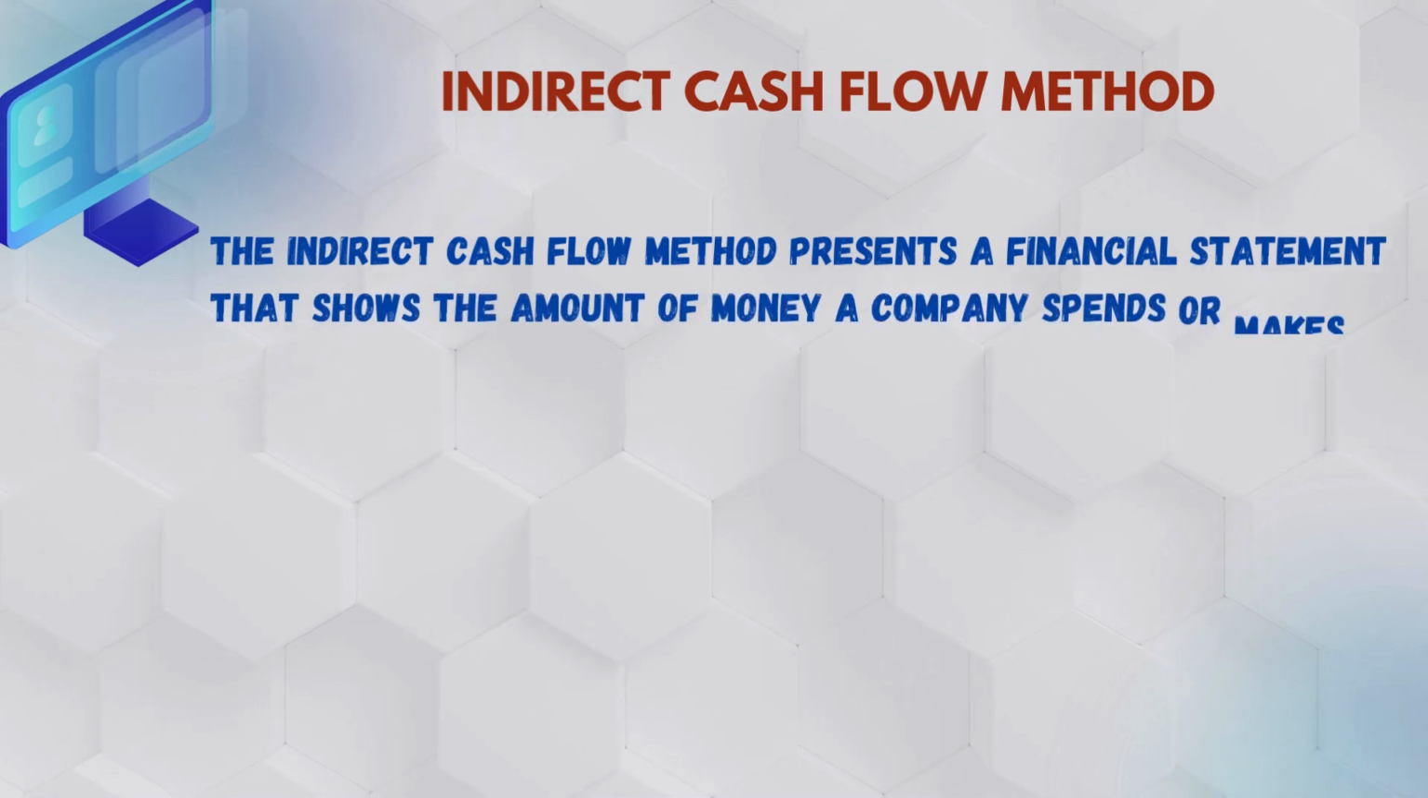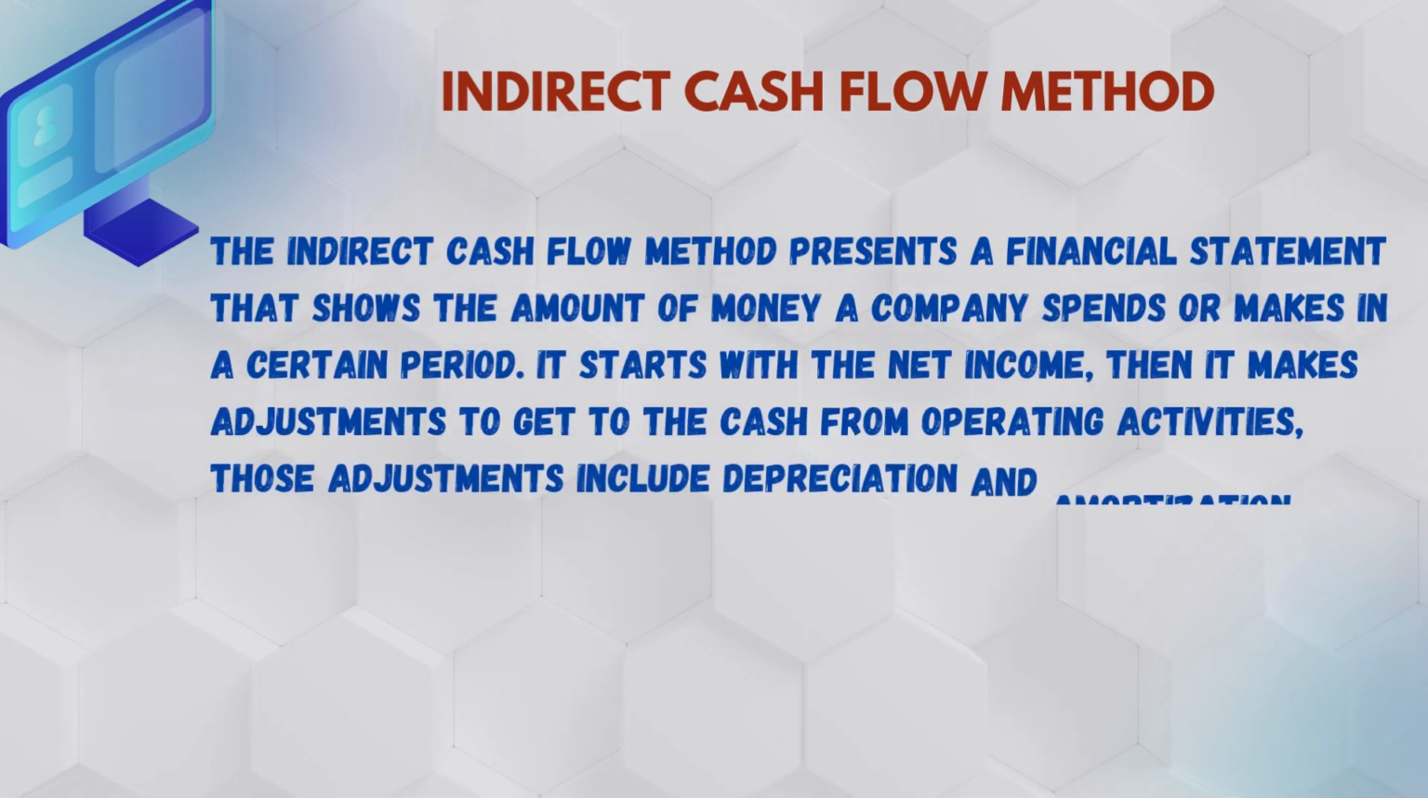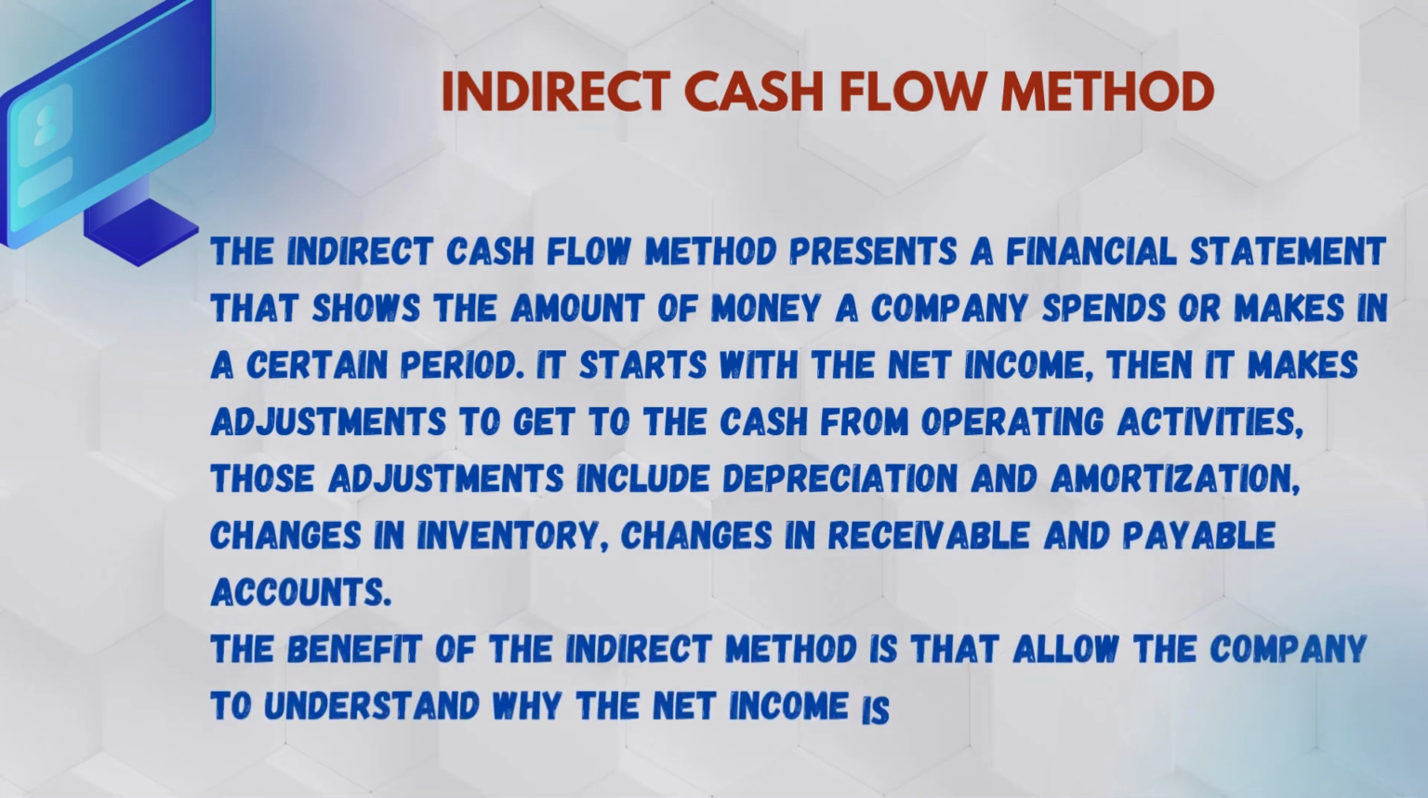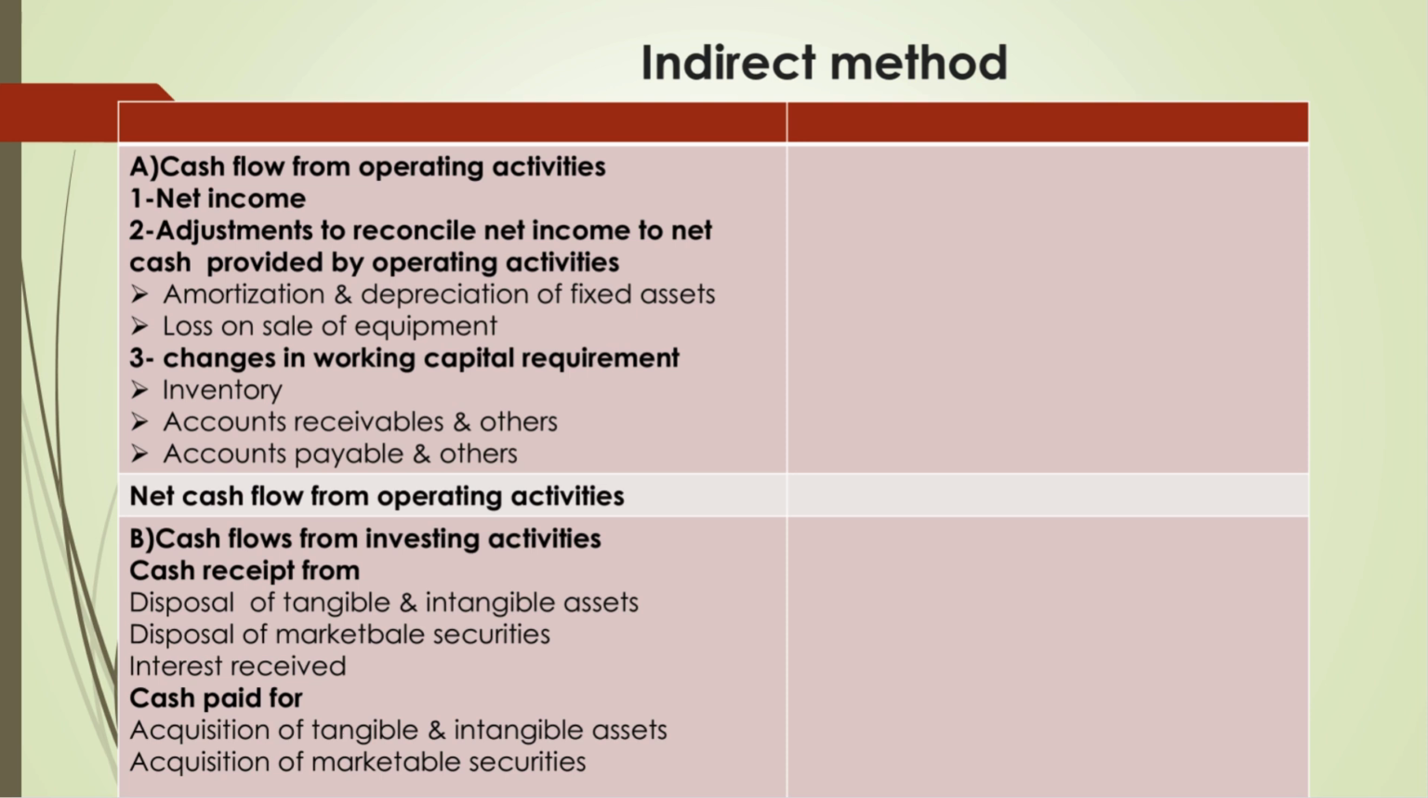The benefit of the indirect method is that it allows the company to understand why the net income is different from the closing bank position. So here, as we said before, the direct and the indirect methods give us the same result, but the main difference is in the cash flow from operating activities. In the indirect cash flow method, we start with the net income. However, with the direct cash flow method, we start with the customers and the real receipts and the real payments of the company.